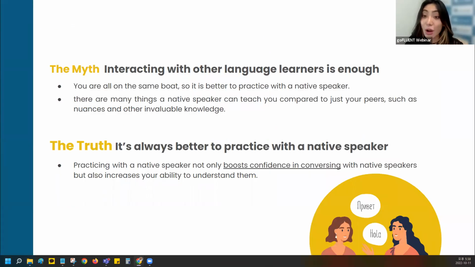Practicing a new language calls for more than just talking to your fellow language learners. Although this is also helpful, there are many things a native speaker can teach you compared to just your peers, such as nuances and other invaluable cultural knowledge. Thus, taking it from someone who's familiar with the language firsthand not only boosts your confidence in conversing with native speakers, but also increases your ability to understand them better.